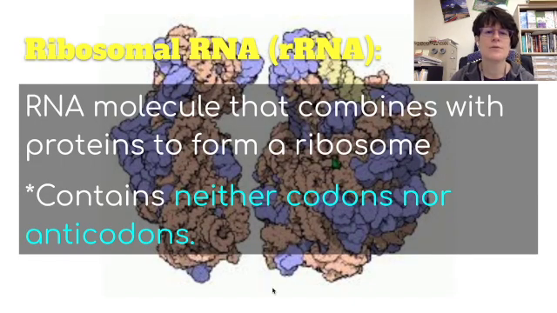There's also ribosomal RNA, rRNA. This is the RNA molecule that combines with proteins to form a ribosome, and it contains neither codons nor anticodons. And there are two subunits to it. There's a large subunit and a small subunit, and the messenger RNA fits in between both of these in the ribosome when it is read.